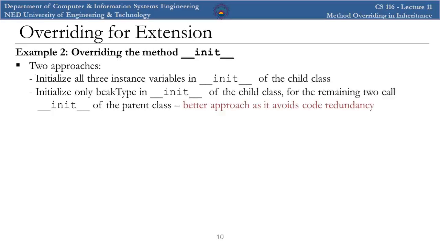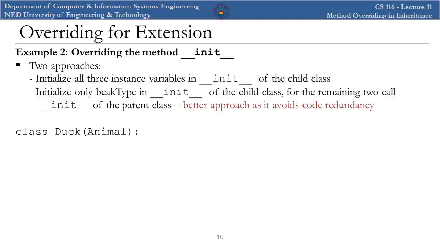And the other, better technique is that I use the init method of the parent class to initialize species and language. That means that I can call the parent class's init method from the child class, right? And after initializing those two instance variables, I can initialize the third one in the init method of the child class. So this is a better approach because again it will avoid code redundancy. So let's see how I can write that init method.